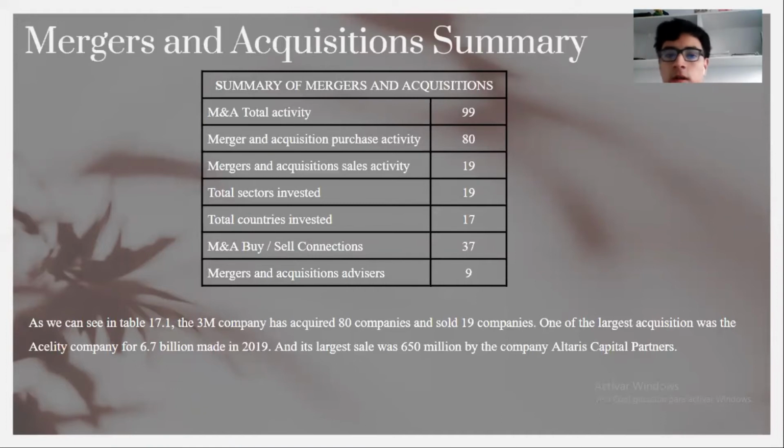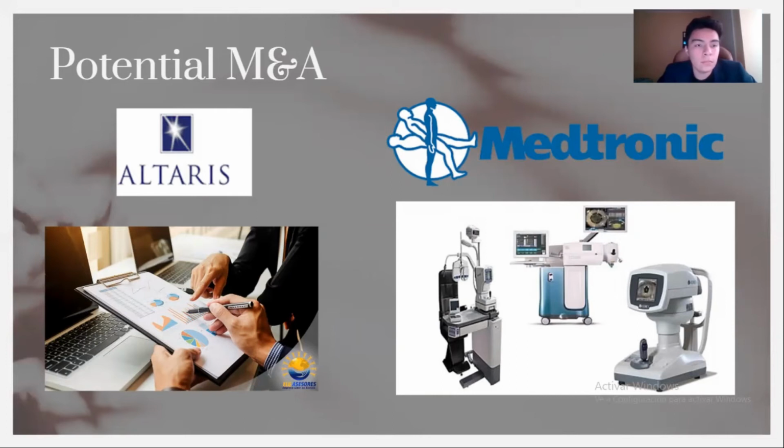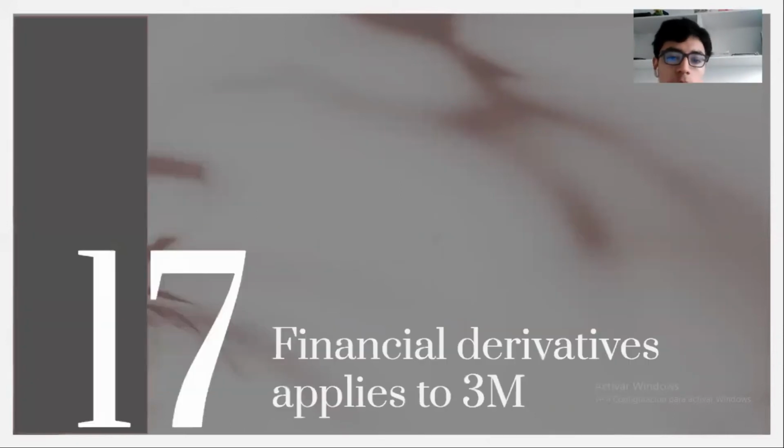and the others that the company purchased were companies about medical equipment. That is, you could see Altaris, that is a company that invests in medical things, and Medtronic, that is a company that produces medical products.